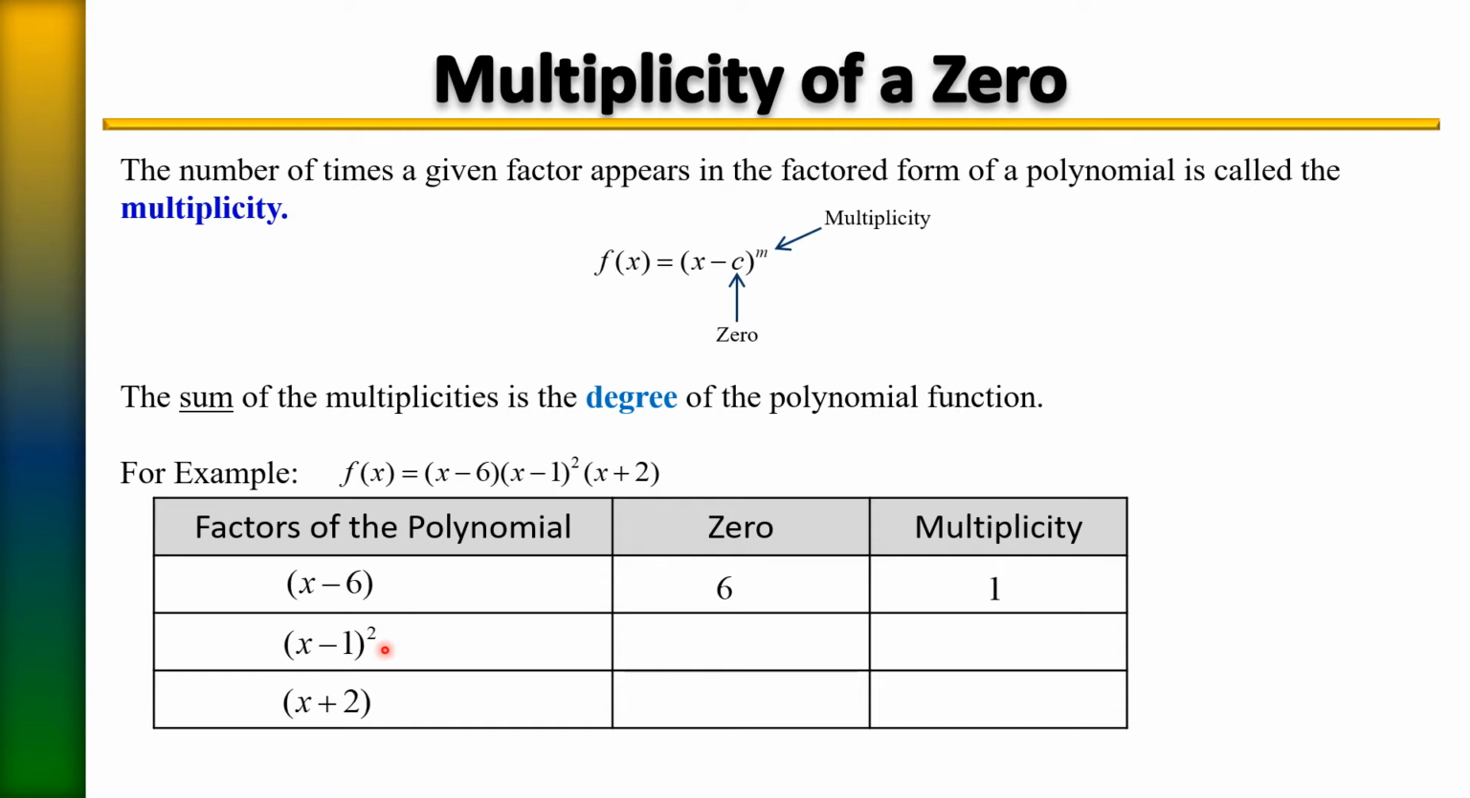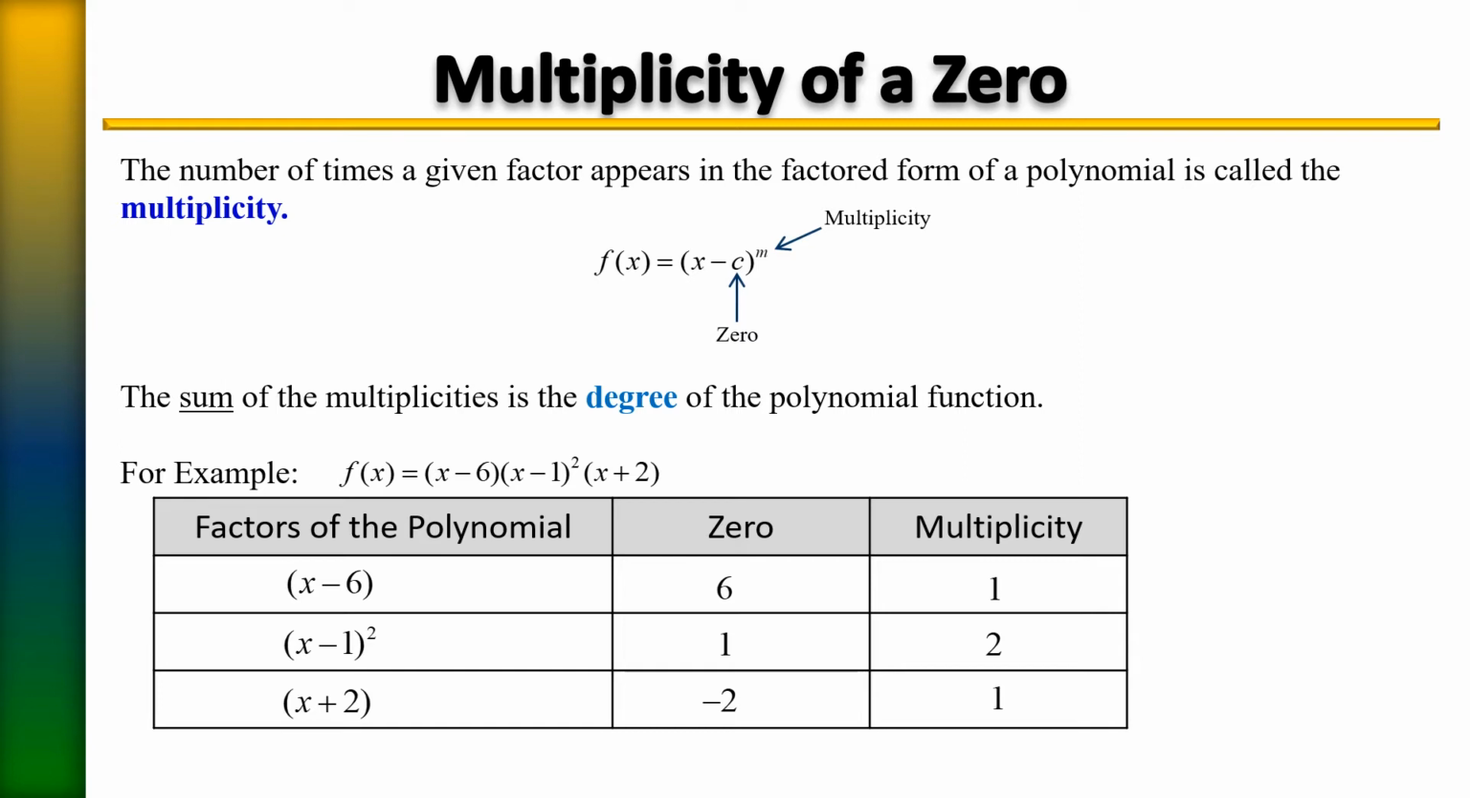For the next factored form, what is the zero? When you solve for x, the zero would be 1. How many times at most does x minus 1 appear? That would be twice, so the multiplicity there would be 2. The last factored form there, x plus 2, what is the zero? That's correct, it would be negative 2. And the multiplicity, yes, you got it, would be 1.